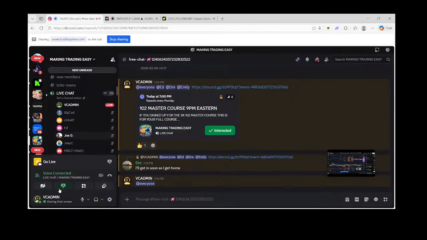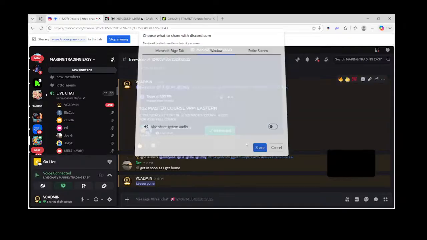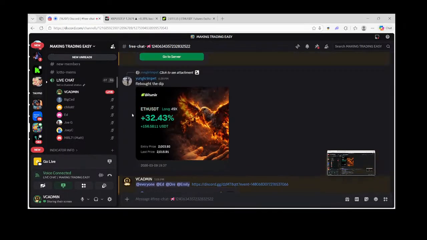Or was I sharing the Discord? Which one was I sharing? No, let me do the whole window. Keep it simple. All right, so you guys can see the window. I'm in Discord right now.